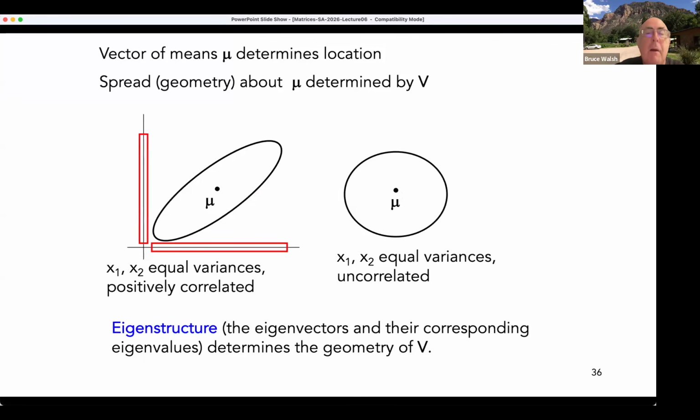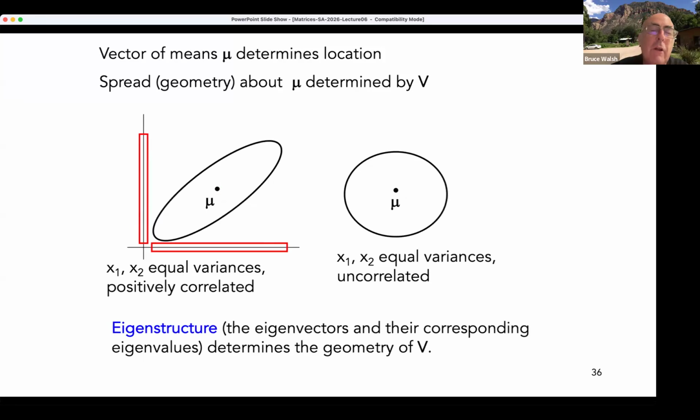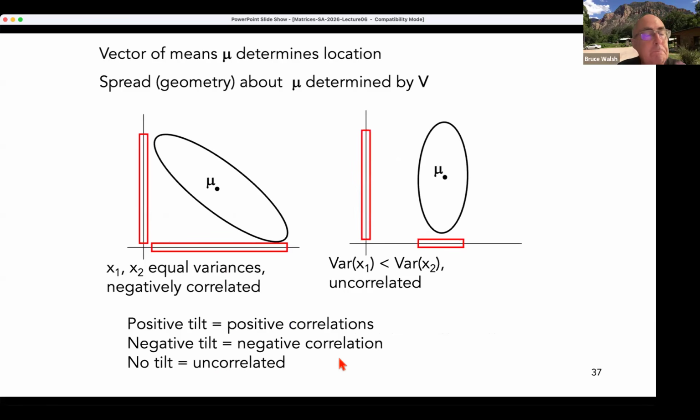So what we're concerned about with data is where the data is centered, that is the centroid, but much more interestingly, how are the data spread about that centroid? And that spread is given by the eigenstructure, the eigenvalues and eigenvectors of the variance covariance matrix V. Couple more examples. What you see here is the case where the covariance is negative. A large value for x1 is a small value for x2.